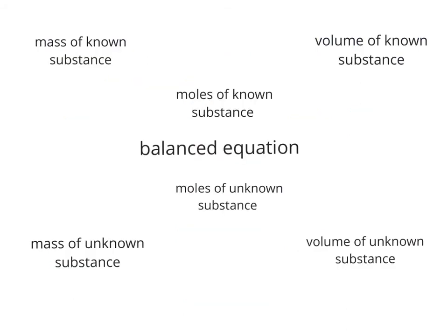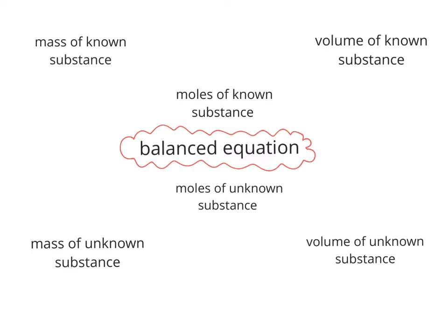So the balanced equation is in the centre of this little flow diagram, and this is just to help you visualise what steps you would take in one of these longer questions where you're given some information about one substance, for example in that last example maybe nitrogen or hydrogen, and you're expected to find out a different piece of information about one of the other substances in the equation.